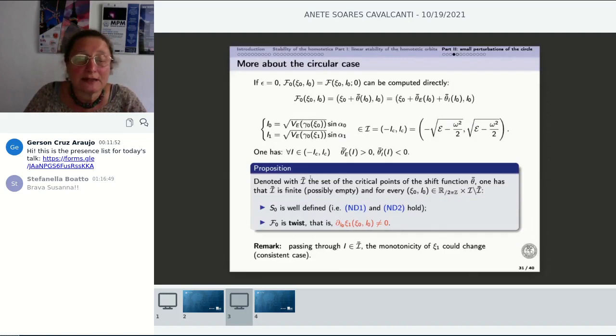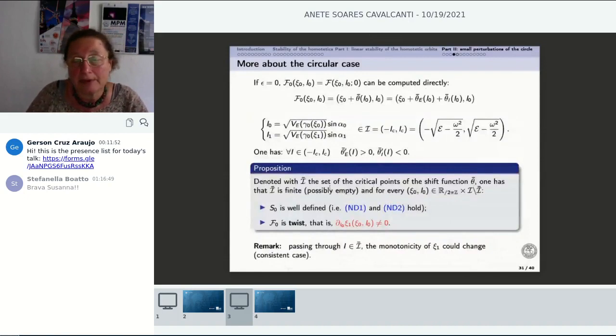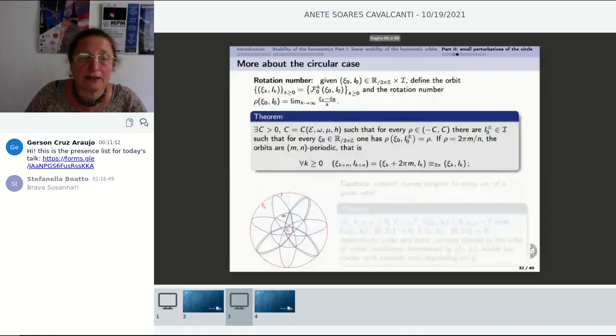And this, in fact, is something that has a certain expression. And when it is not twist, it may happen that the twist condition is violated only at a finite number of points. This set may also be empty, at least from a numerical investigation in many cases. But there are physical parameters for which, in fact, the map is not twist for all values of the action. And the twist condition is reversed when passing through some critical value of the action. So this is, let's say, a fact.